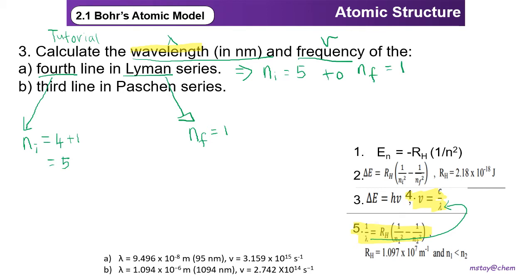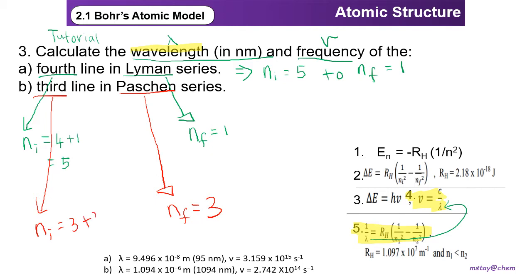Okay, another question. Third line in Paschen series. When Paschen is mentioned, we know that n final equal to 3. While for the third line, n initial equal to 3 plus 3, so equal to 6. So for the third line in Paschen series, it means that the electron is dropped from n6 to n3.